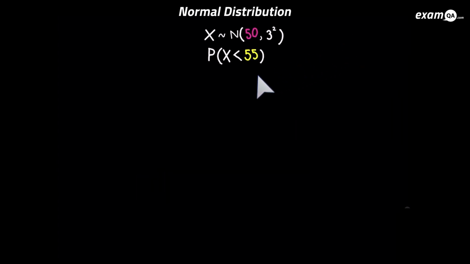Okay, so here we've got another question. However, it's a little bit trickier. Now we want the area to the left of 55. You can see the mean is 50. And the standard deviation, you should say, is 3, because 3 squared, remember, is the variance. So the standard deviation is indeed 3.